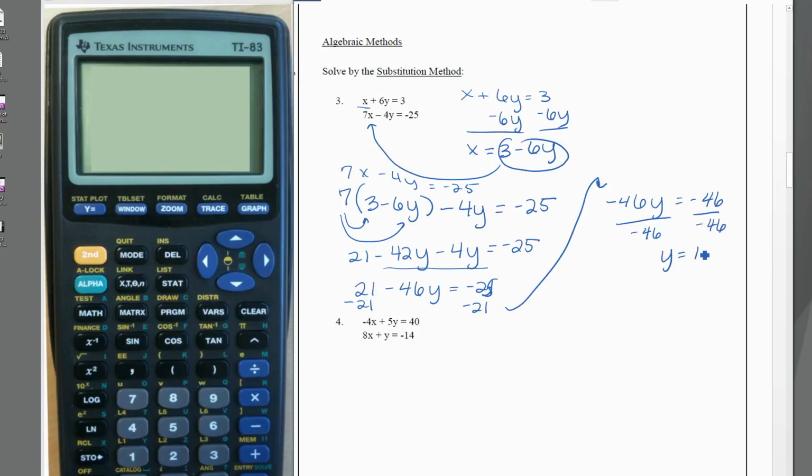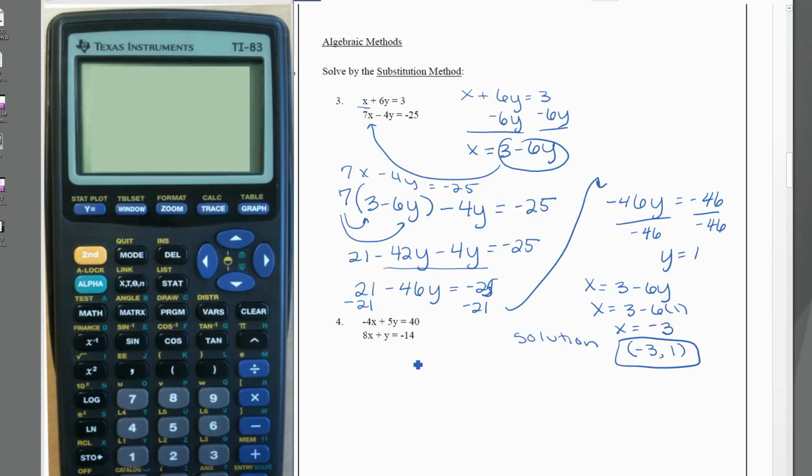Now we need to solve for x. Well, we already have an equation where x is equal to something in terms of y. So we can use that to find x. We know x is equal to 3 minus 6y, and we know that y is 1. So x is equal to 3 minus 6 times 1. So x is equal to negative 3. So our solution to this problem would be negative 3, 1. So you always put your x and your y just like a point.